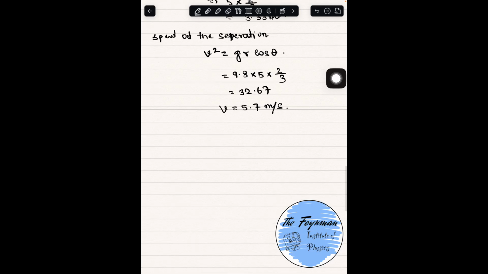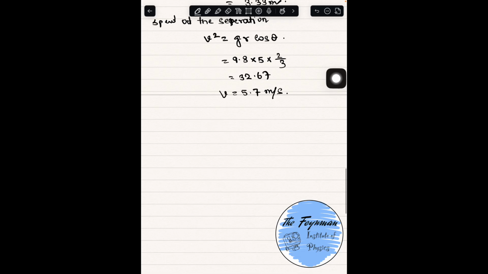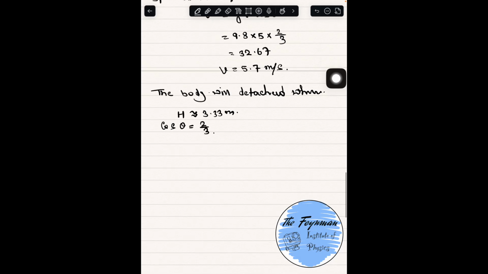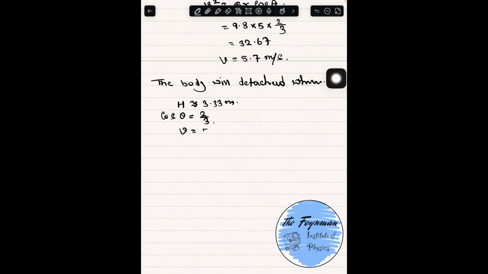So ultimately we can say the body will get detached when h is nearly equal to 3.33 meter, cos theta equal to 2 by 3, and speed equal to 5.7 meter per second, if radius r is equal to 5 meter and mass of the object is equal to 2 kg.